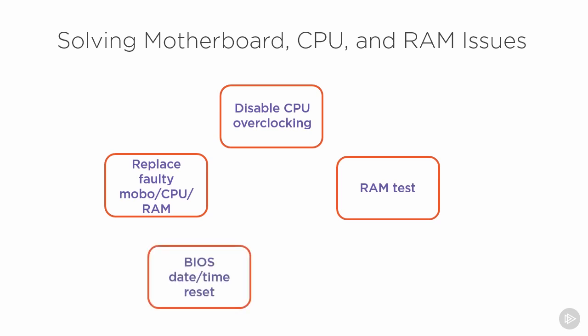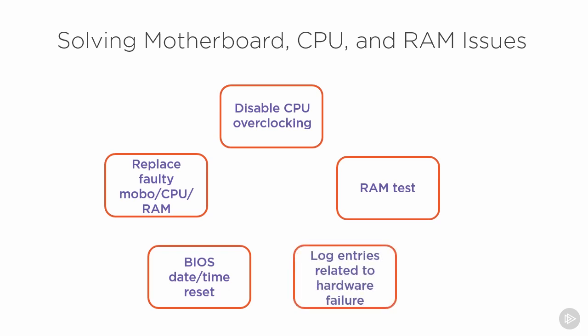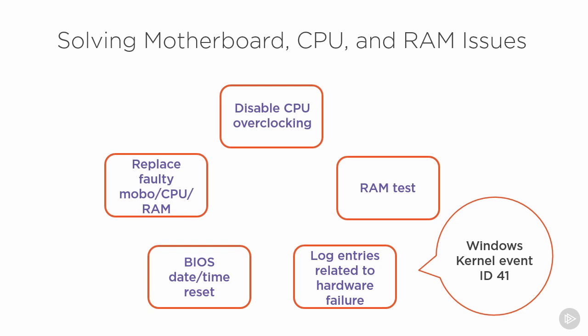If we have the BIOS date and time that keeps getting reset, well, that usually means you need to replace the CMOS battery. And of course, we can look to log entries related to hardware failures for motherboard, CPU, and RAM to help give us an idea as to what the problem is. So, for example, let's say we look at a Windows machine and we've got a Windows kernel event ID item of 41. Now, Windows Event ID 41 means that the system just rebooted without shutting down cleanly, and that could be indicative of a problem, for example, with a motherboard.